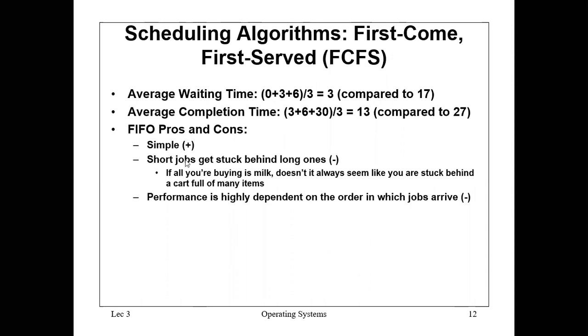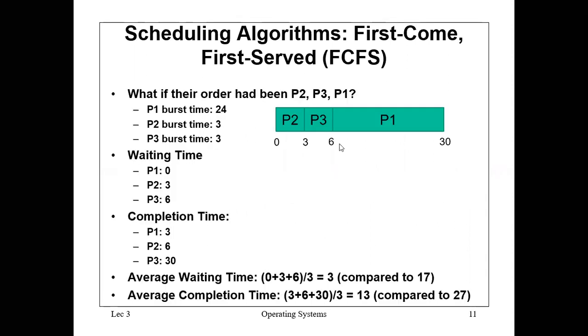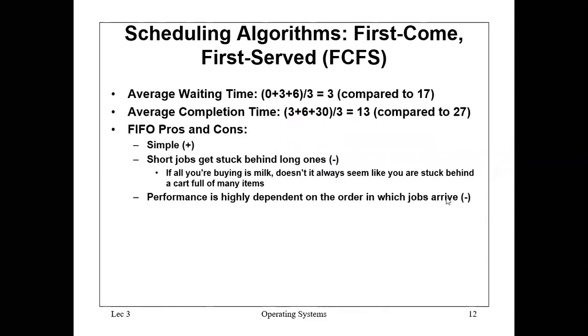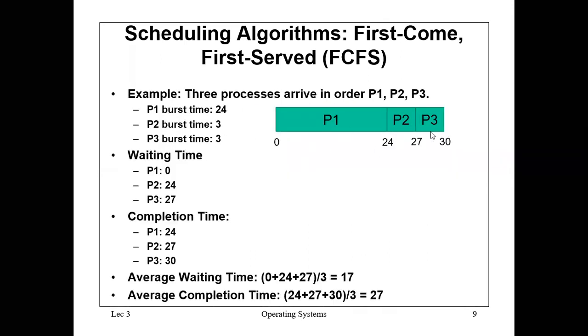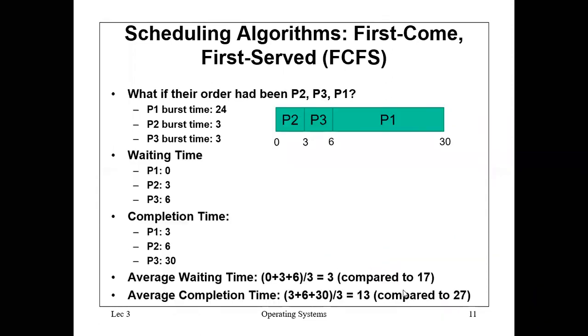Very simple. The problem is that a short job, that is P2, has to wait a long amount of time if the order is not correct. And performance is highly dependent on the order of the jobs, just like the example we just saw. In the first case, the order was P1, P2, P3, and the result was 17 seconds and 27 seconds. In the second case, the order was P2, P3, P1, and you had to wait just 3 seconds and 13 seconds.